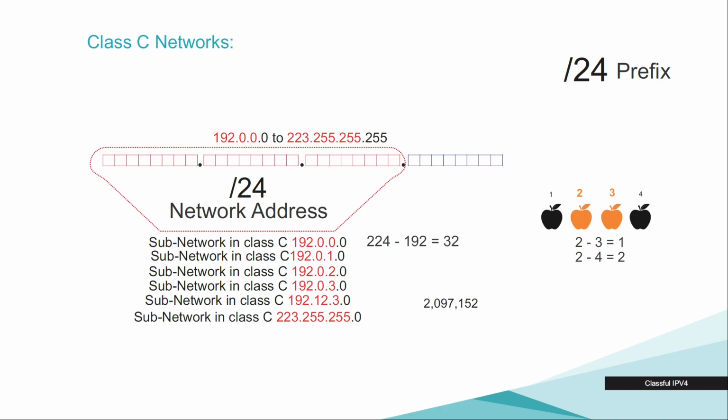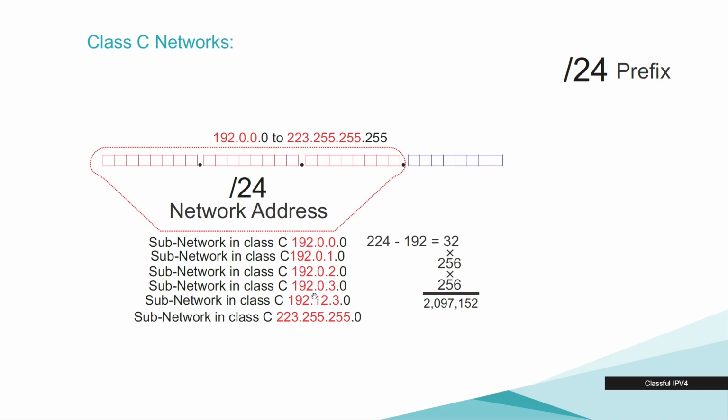So to calculate the subnetworks, first of all, we will say 224 minus 192. It will give us 32. This is for the first octet. Times 256 times 256. So the first 256 for the second octet, and this 256 for the third octet. So the highest number that can be on one octet is 255, but please keep in mind that we count the zero.